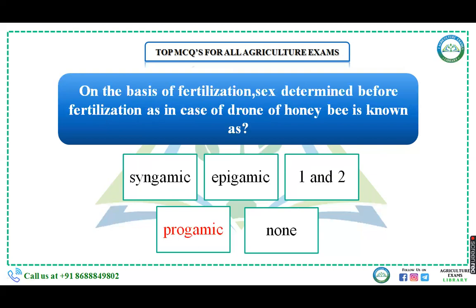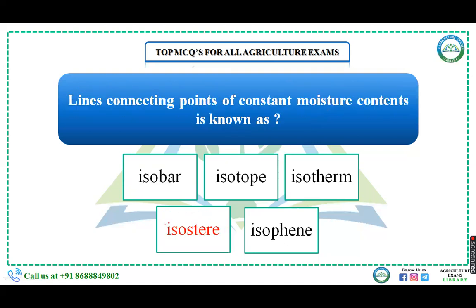On the basis of fertilization, sex determined before fertilization, as in the case of the drone of honeybee, is known as? Syngamic, epigamic, 1 and 2, progamic, and none. Syngamic means sex is determined during fertilization, epigamic means sex is determined after fertilization, and progamic means sex is determined before fertilization. So the right answer will be progamic.